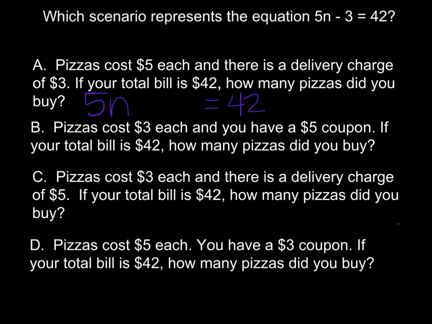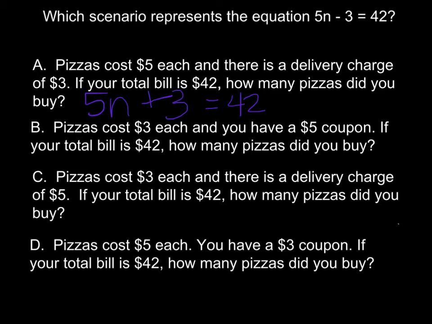There's a delivery charge of $3. We have to ask ourselves, is the delivery charge an additional charge you pay, or is it money that you are getting off of paying for the pizzas? In this case, a delivery charge is always extra money, so we would add 3. So the equation for A is 5n plus 3 is equal to 42.